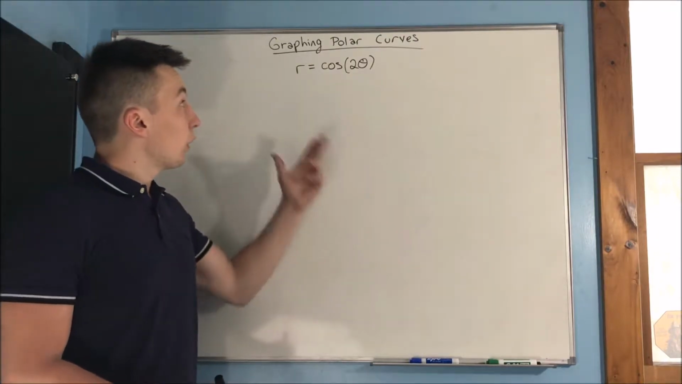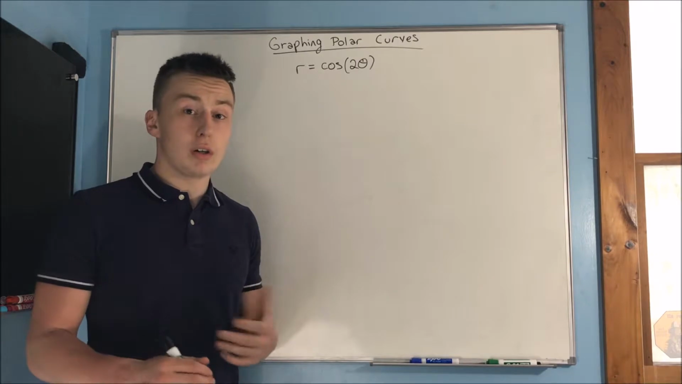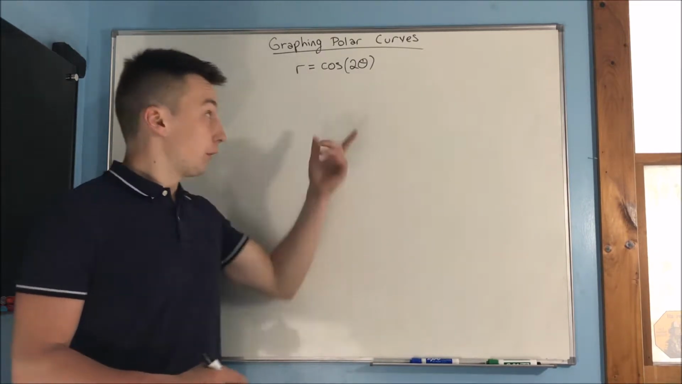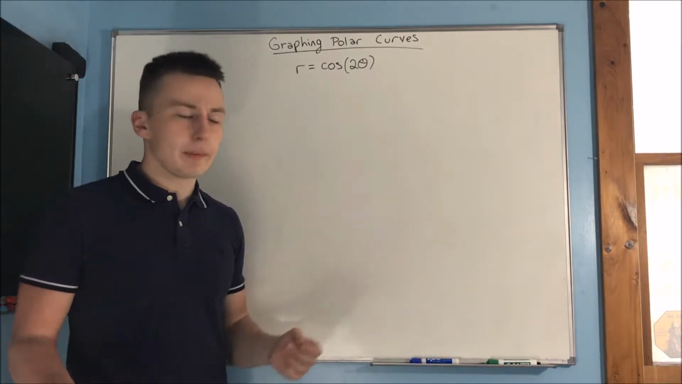Alright, so in this video, we're going to be talking about graphing polar curves. So what happens if we want to graph r as a function of theta? Or, for example, r equals cosine of 2 theta. Okay, like how does that work?